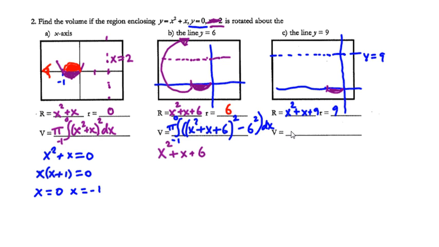And so our volume is going to be pi times the integral from -1 to 0 of big R, and big R is going to be x squared plus x plus 9, squared, minus 9 squared, and all that times dx. So the integral of all this.